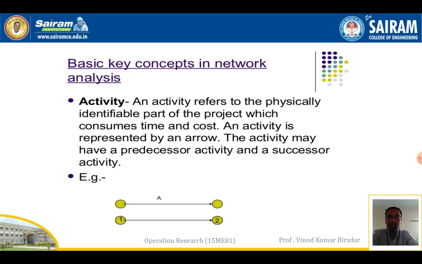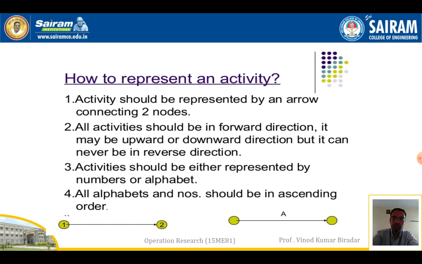An activity is represented by an arrow mark, as shown in the picture below. The activity may have a predecessor activity or a successor activity. The activity has time and cost, as shown here by a straight line. So how do we represent an activity? We have four steps to represent an activity, so that the way the activity goes can be identified easily.